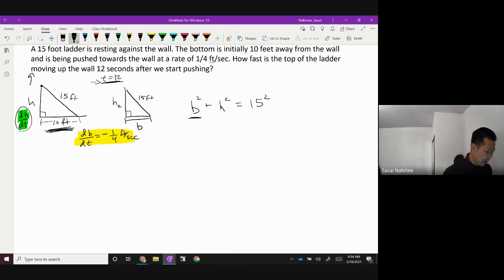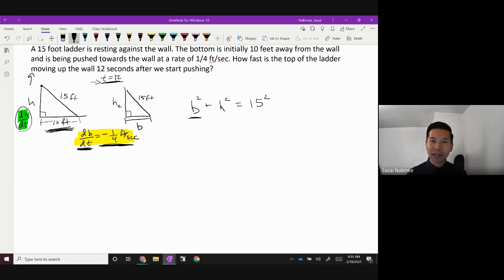And they tell us that the rate at which the base is changing is 1/4 feet per second, but it's going towards the wall, which means the base is actually getting smaller. So the rate is actually a negative rate. And we talked about this last time. Negative and positive is really just a sense of direction. If you're taking physics, you kind of understand that.